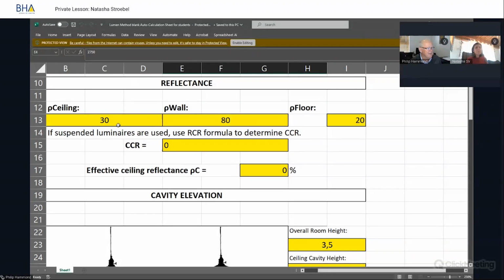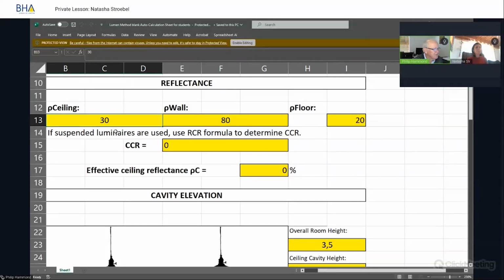And I said that the ceiling's 30, the ceiling should be 80%, sorry. I can't change it whilst I'm working on it. 30%, 80% for the walls, and 20% for the floors. Don't worry whether they're right or wrong. Okay? It's the example.